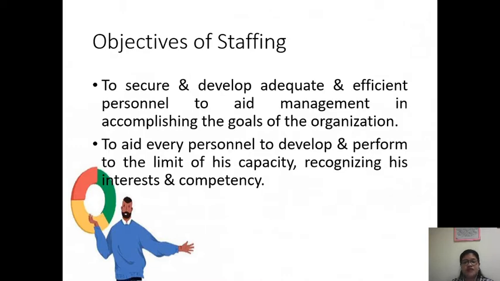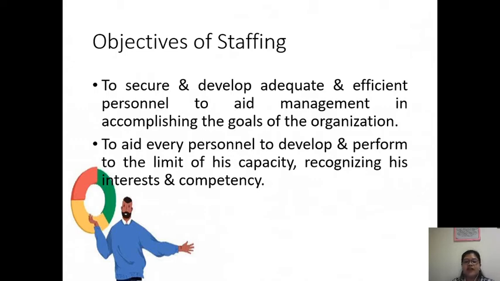So the objectives of staffing is first to secure and develop adequate and efficient personnel to aid management in accomplishing the goals of the organization. To securing and developing adequate and efficient personnel. So this means building, or creating personnel that are competent and embodies the knowledge, attitudes, and skills in the organization.